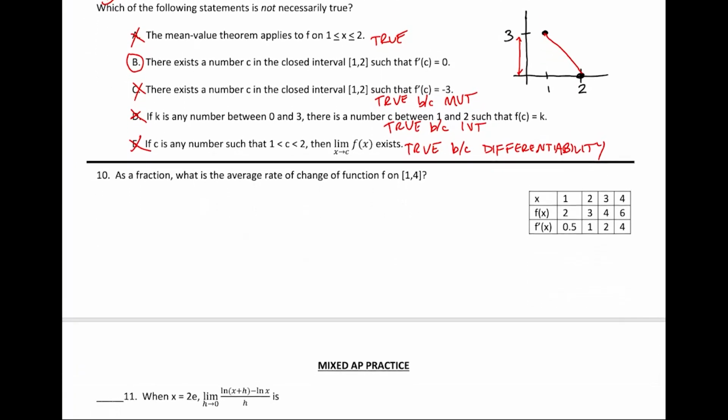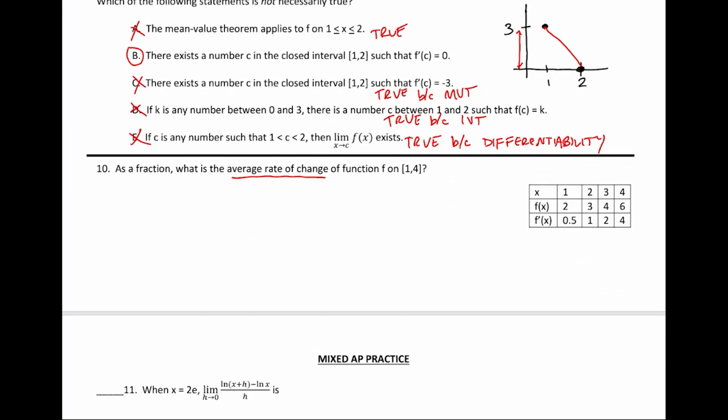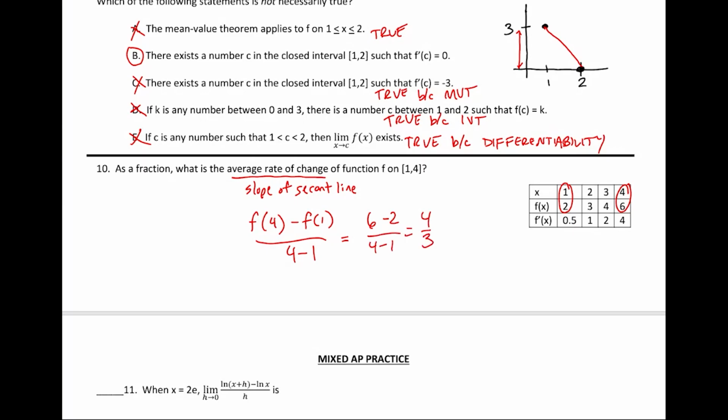Number 10 says as a fraction, what's the average rate of change? So average rate of change, that's just the slope of the secant line. Okay, so it's just asking for the slope here from 1 to 4. So we got 1 comma 2, we got 4 comma 6. We're just looking for the value of f of 4 minus f of 1 over 4 minus 1. Just our classic slope formula. It's going to be 6 minus 2 over 4 minus 1, which is 4 over 3. So that is the average rate of change.